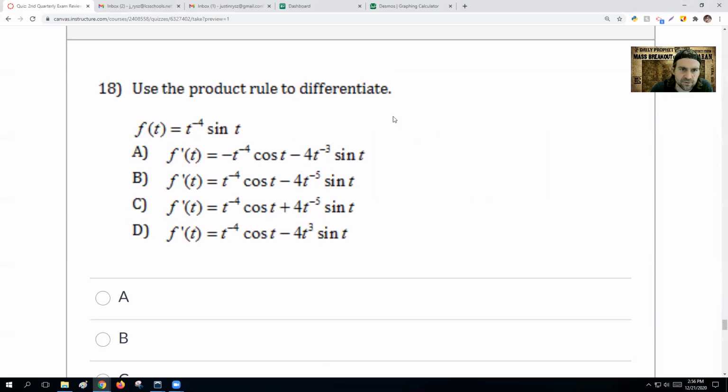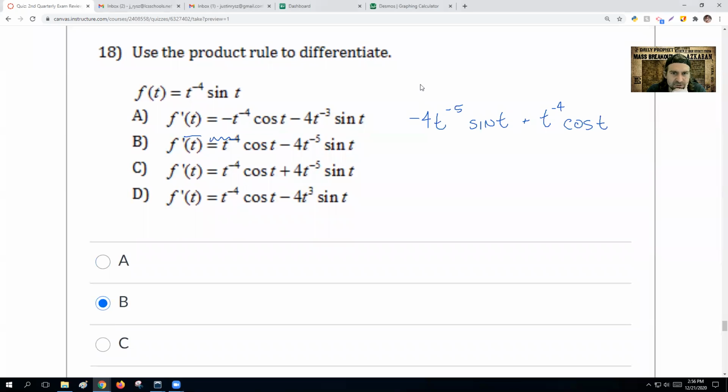All right, next, the product rule. Okay, so if we use the product rule, the derivative of t to the negative 4 would be negative 4t to the negative 5th. We leave the sine of t alone. And then plus, now we'll leave the t to the negative 4th power alone. The derivative of sine of t is the cosine of t. All right, which one of these matches that answer? Well, just B, right? Yep, B would be the only one that matches.